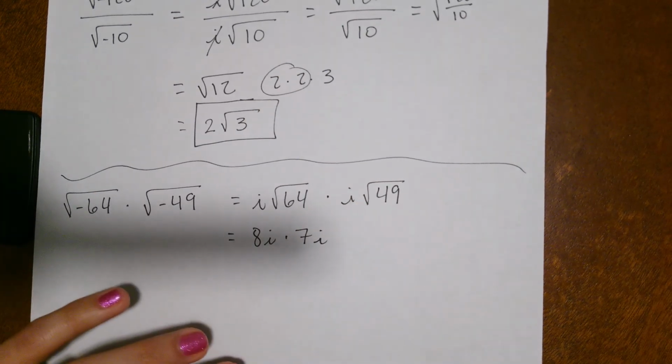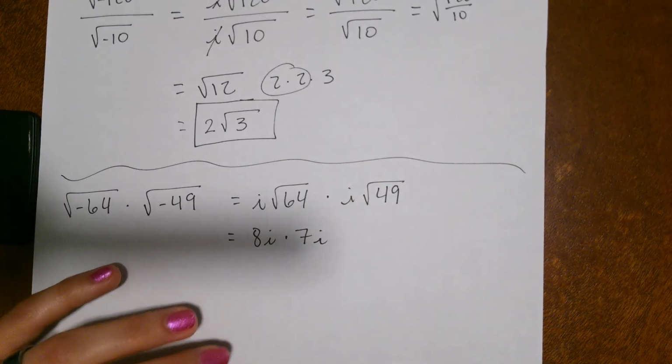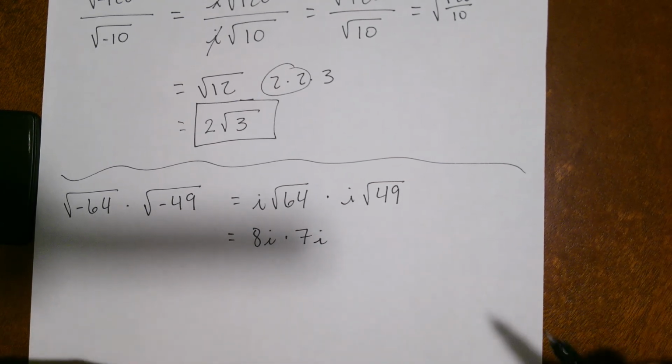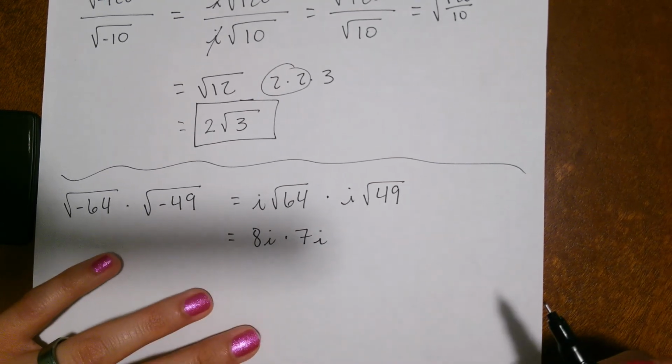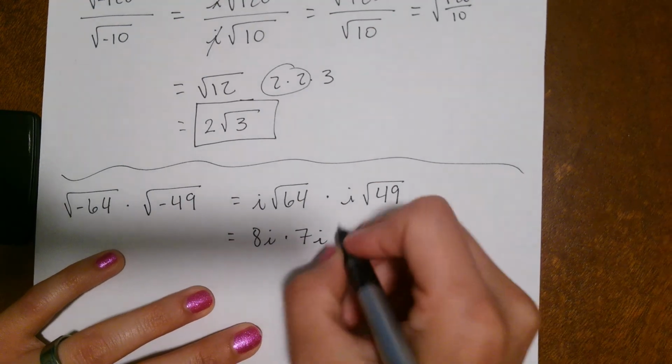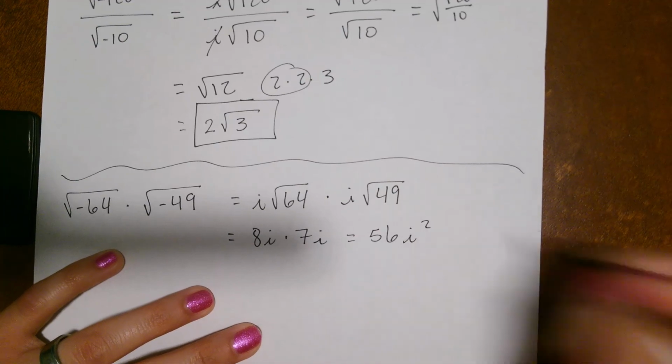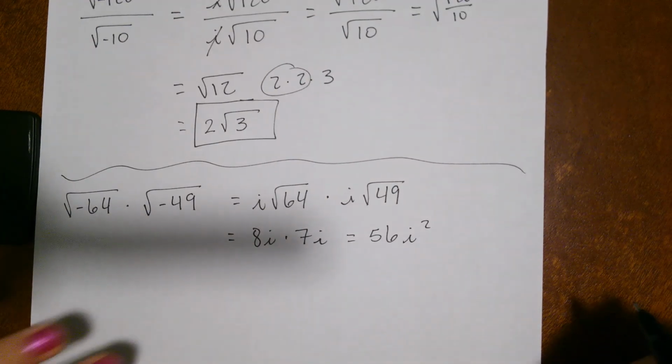And now I'll multiply. The i is going to work very much like any other variable. So if I multiplied x times x, I would get x squared. If I multiply i times i, I will get i squared. So 8 times 7 is 56, and i times i is i squared. Now, what do I do with the i squared?